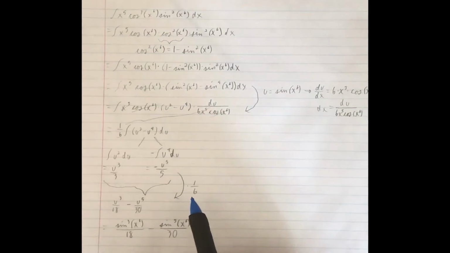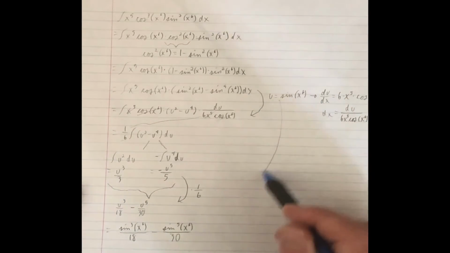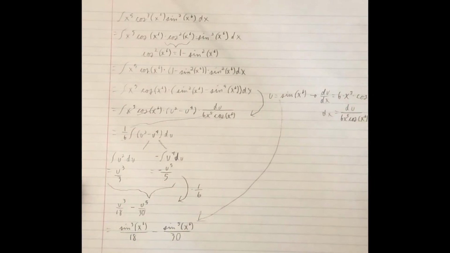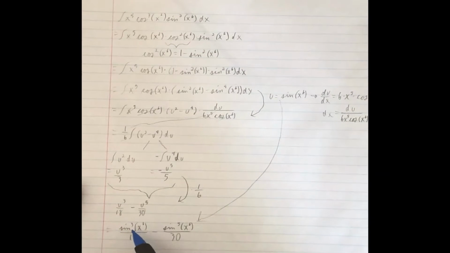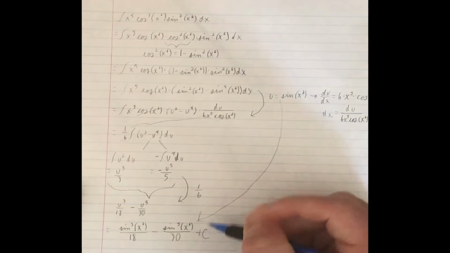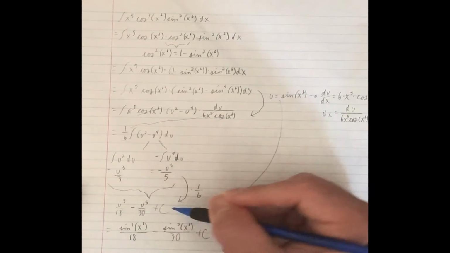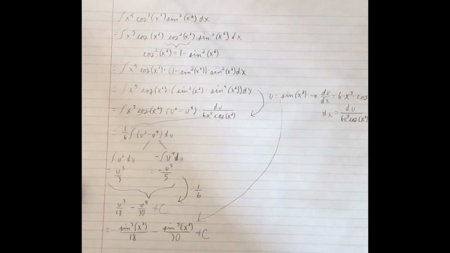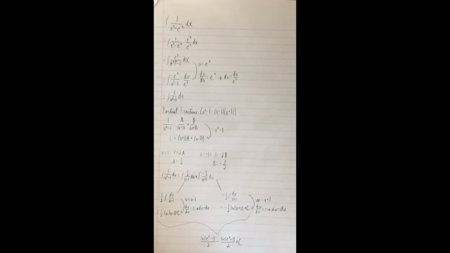And then I can undo the substitution for u that I did over here, and I'm left with sine cubed of x to the 6 over 18 minus sine to the 5 of x to the 6 over 30. And I can't forget my plus c, which actually I can add here as well because I did the integral. So there it is. In this example, I'm going to combine u substitution and partial fractions.